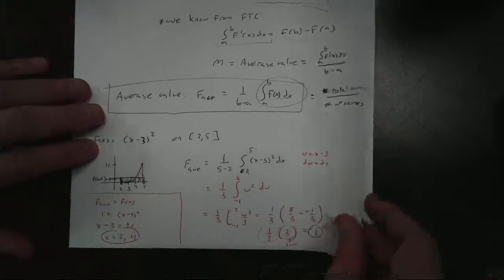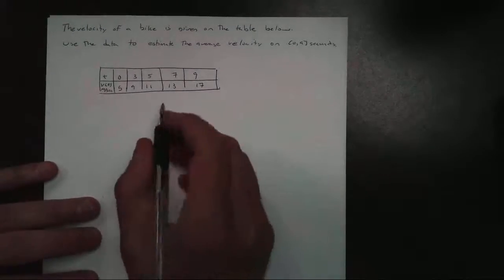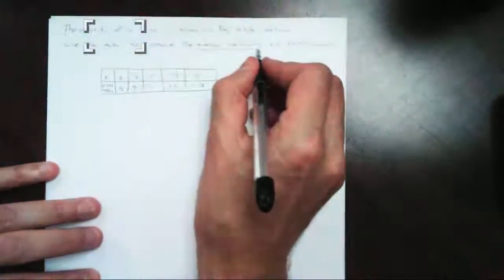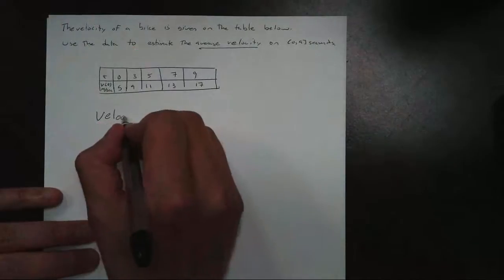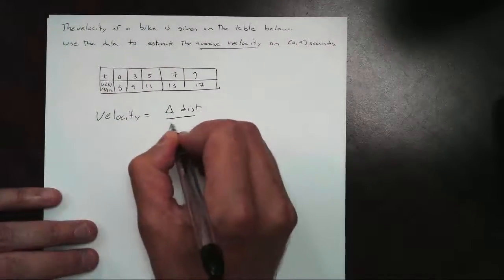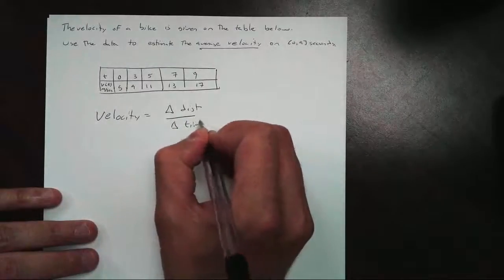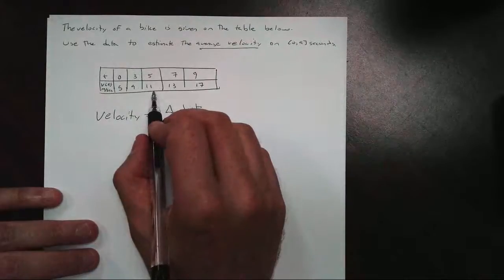In terms of like more of a real world situation, let's take a look here. We have the velocity of a bike, and it's given on the table below. We use the data to estimate the average velocity for the first 9 seconds. So I want average velocity. Well, I know from physics that velocity is your change in distance over your change in time. Well, the problem is they didn't give me distance. What did they give me?